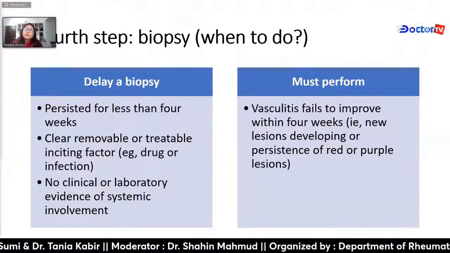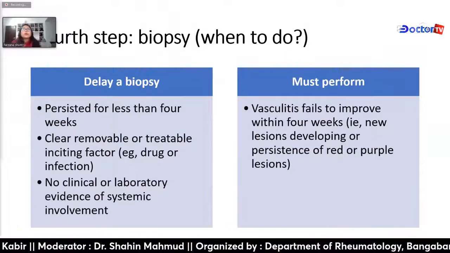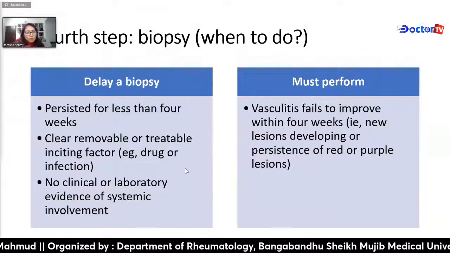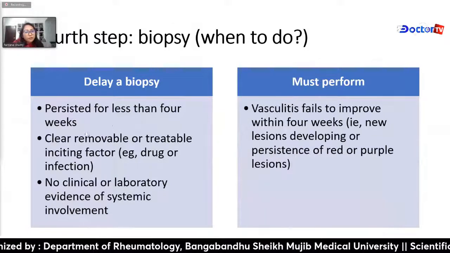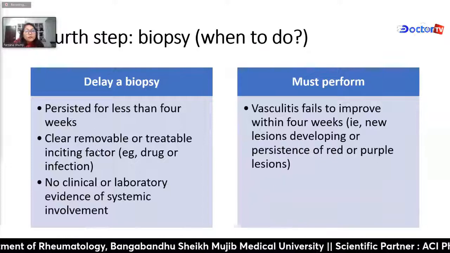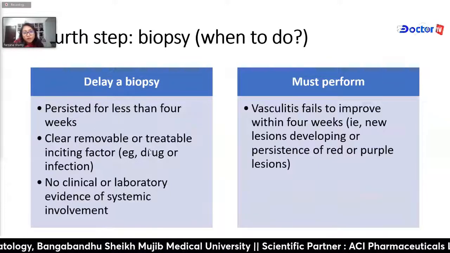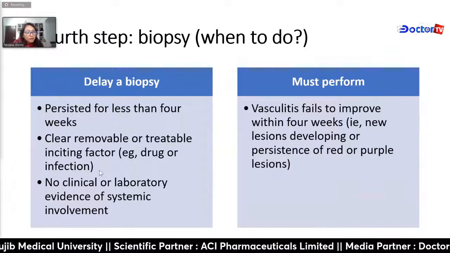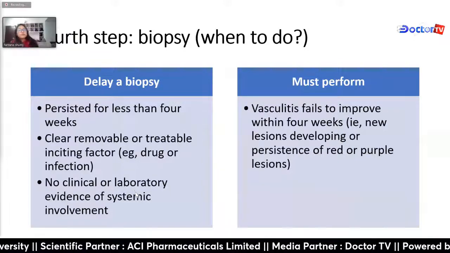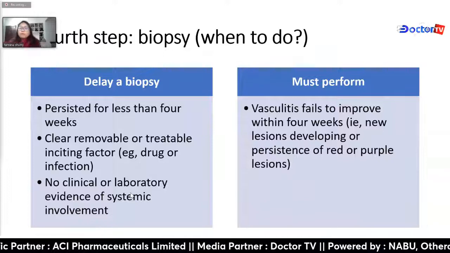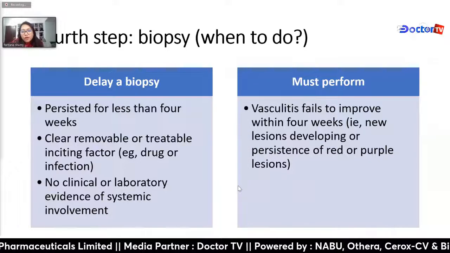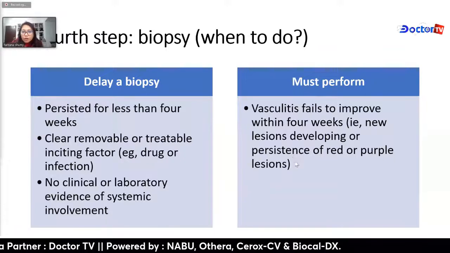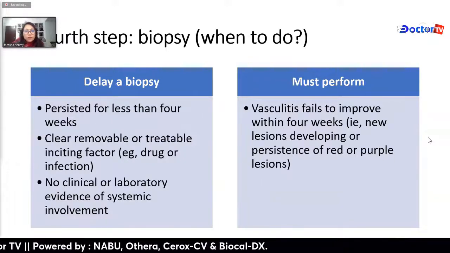The fourth step is biopsy, but we should be careful about when to do it. We can delay a biopsy if patients have had a persistent skin lesion for less than 4 weeks, if we find a clear, removable or treatable inciting factor like drugs or infection, and if the patient has had no clinical or laboratory evidence of systemic involvement. But we must perform the biopsy if vasculitis fails to improve within 4 weeks, like new lesions developing or persistence of red or purple lesions.